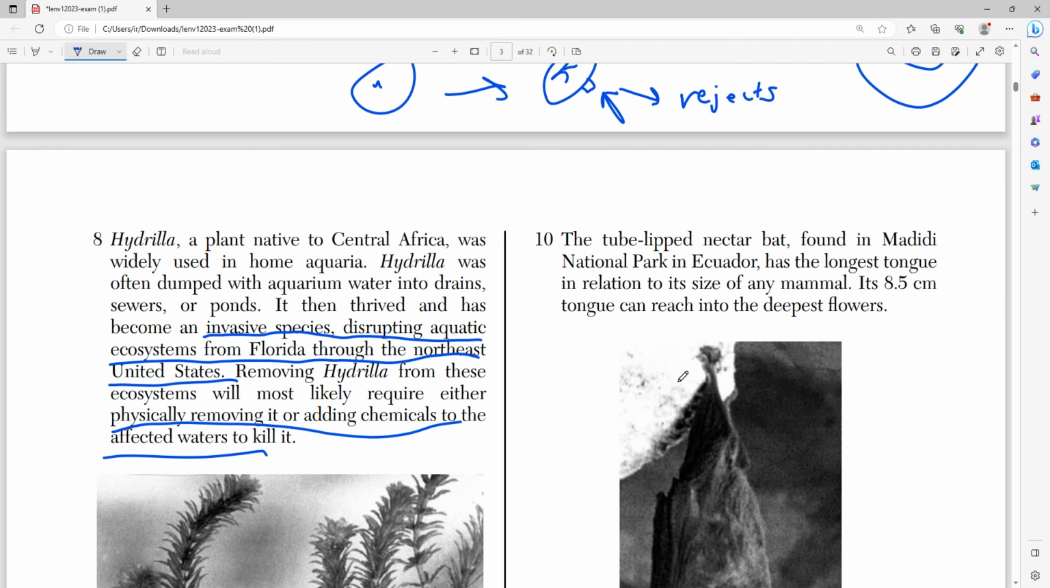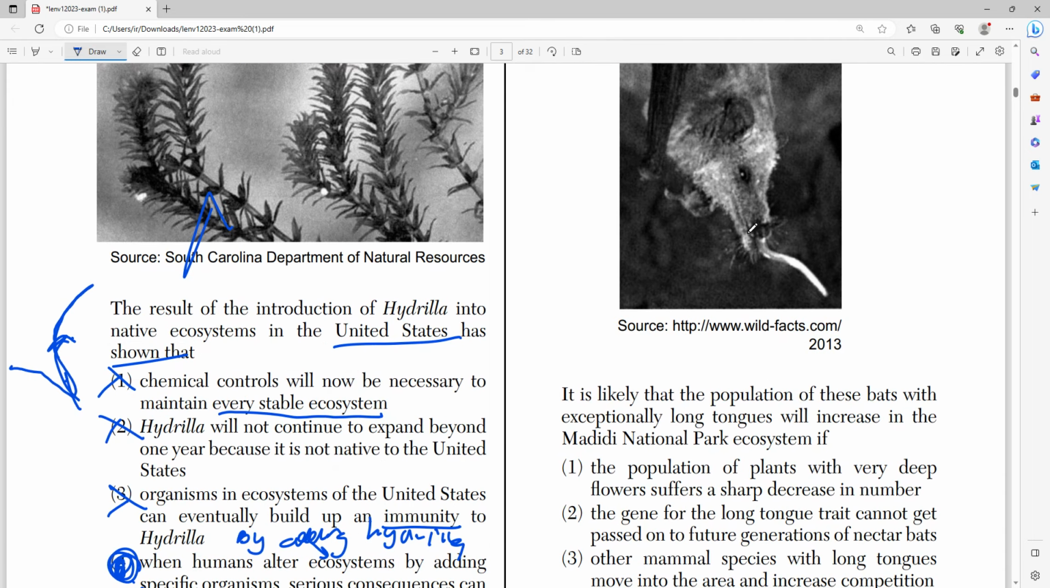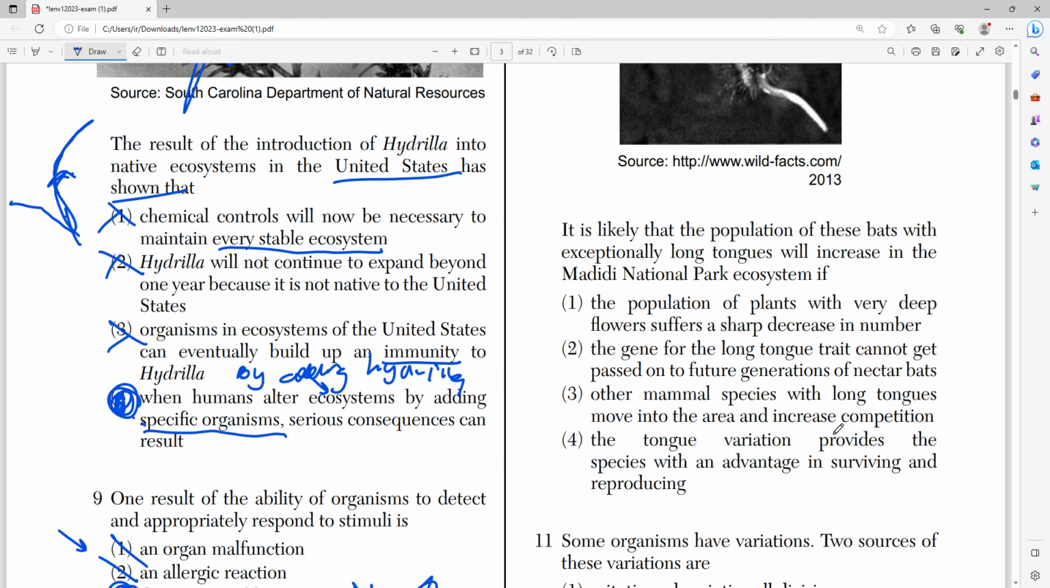Number 10 says the tube-lipped nectar bat is found in a national park in Ecuador and has one of the longest tongues in relation to size of any mammal. Its 8.5 centimeter tongue can reach into the deepest flowers. It is most likely the population of these bats with exceptionally long tongues will increase in the ecosystem if what happens? Well, as for any trait, think back to natural selection. If a certain trait is found favorable, more species will have that trait.